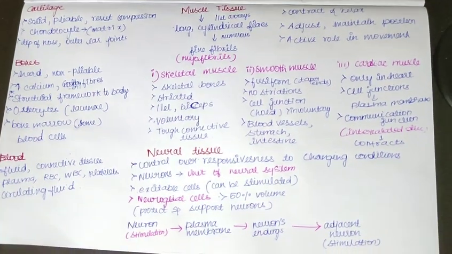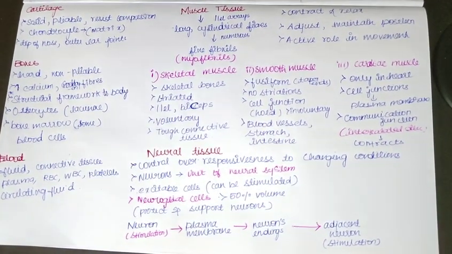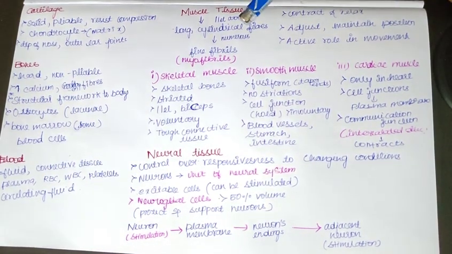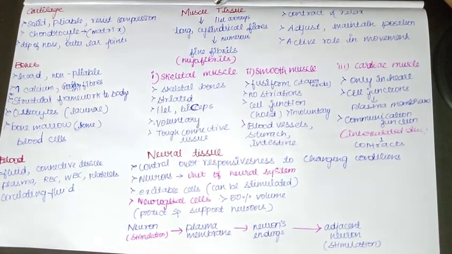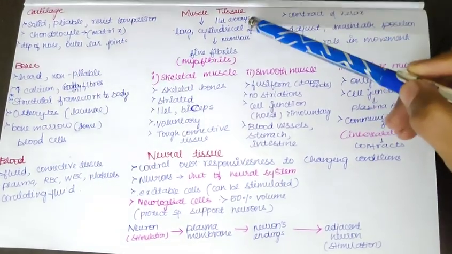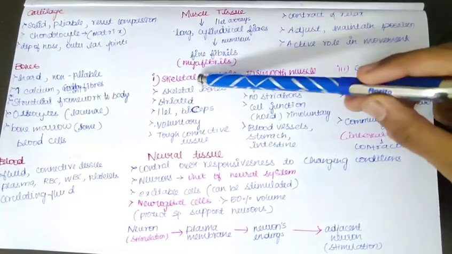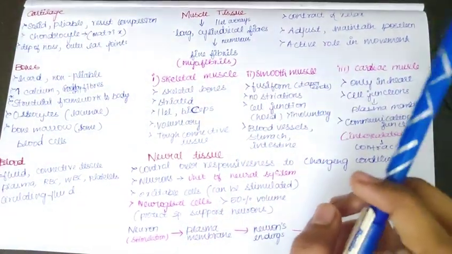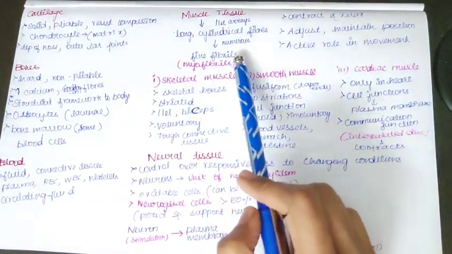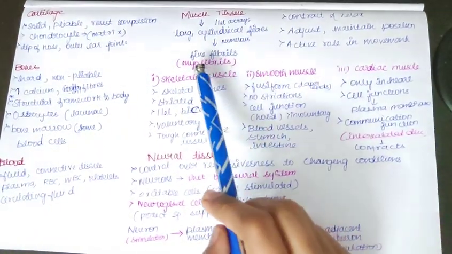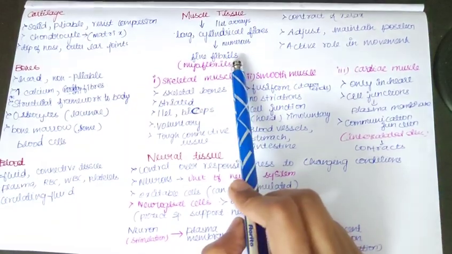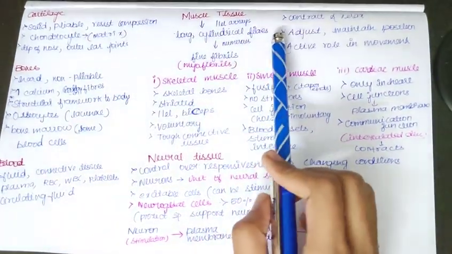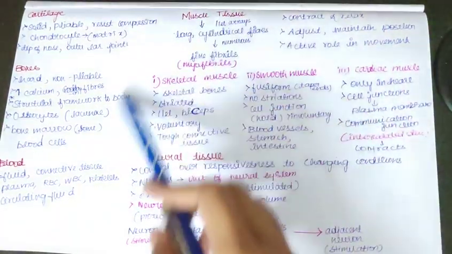Now we will talk about the third type, which is the muscle tissue. Okay, the muscle tissue is made up of long cylindrical fibers, which are arranged in parallel arrays, and which are further made up of fine fibrils called myofibrils. Myo means muscles. These myofibrils, which are numerous, will be forming long cylindrical fibers. All these long cylindrical fibers arranged in parallel arrays form a muscle tissue.